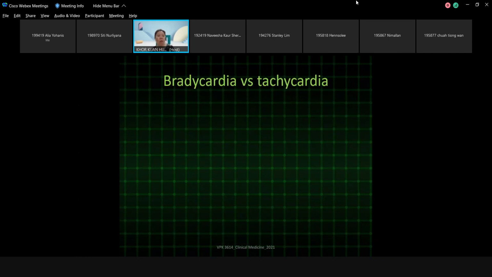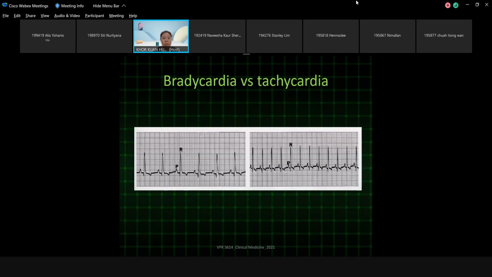All right. What is bradycardia? Low heart rate. What is tachycardia? Tachy, fast heart rate. So can you see, which one is brady? Here. Which one is tachy? Here. So this one is bradycardia, this one is tachycardia.